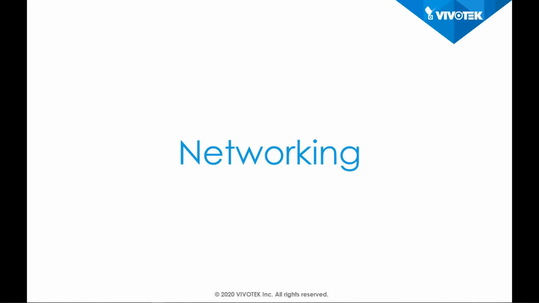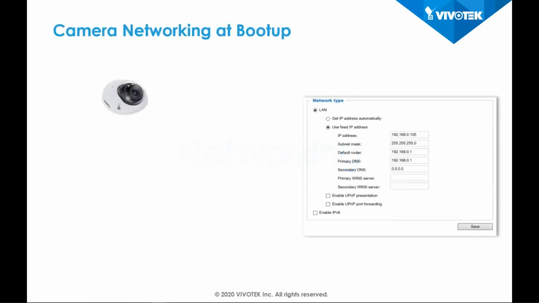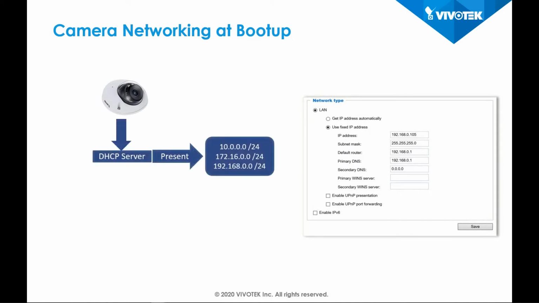Now that we have our camera installed and the Ethernet cable plugged in and powered on with the PoE switch, now we can go on to the networking portion. When a VIVOTEK camera starts up, it looks for a DHCP server to hand out an IP address. If there's a DHCP server available, it will give the IP address and then your camera will be talking on the network. If the server is not available, then the camera will receive an APIPA address, automatic private IP address.